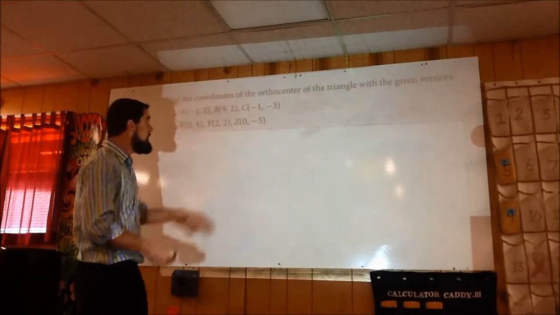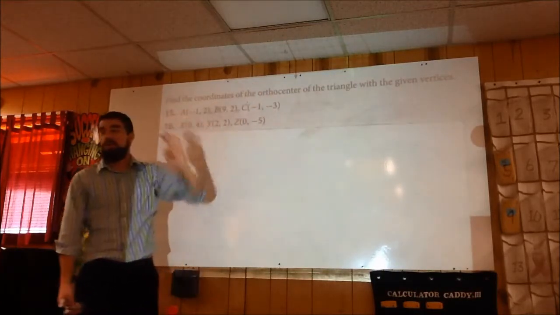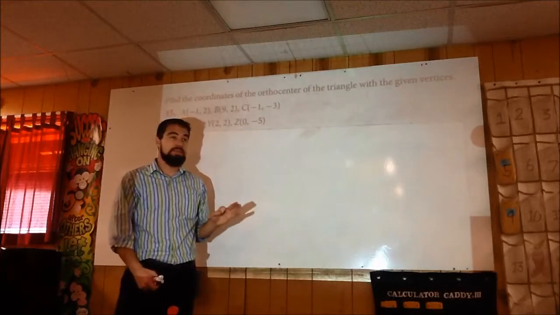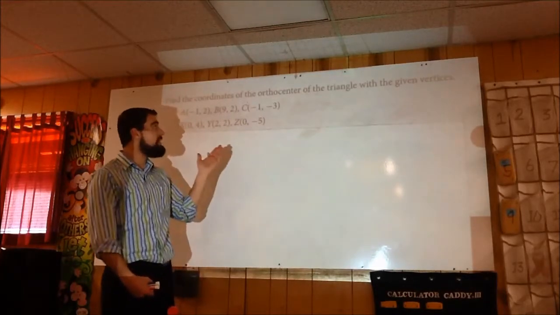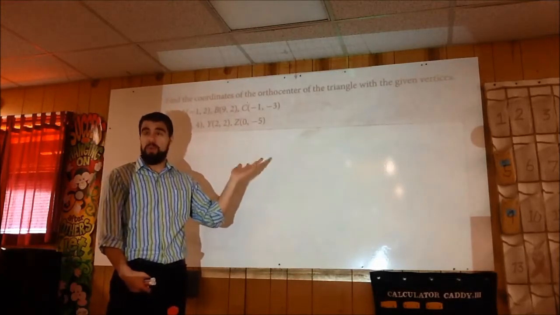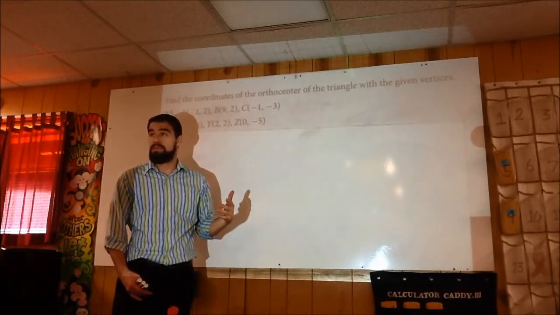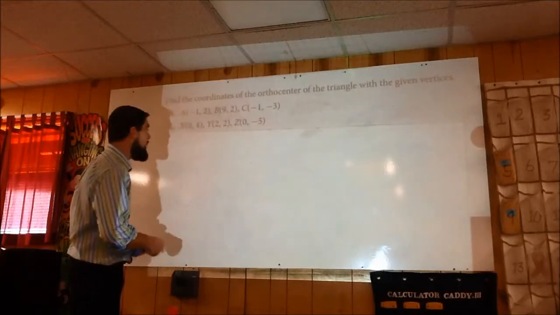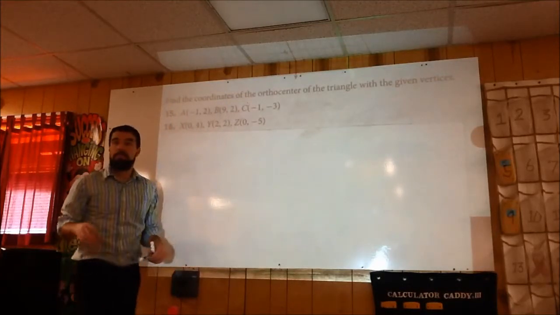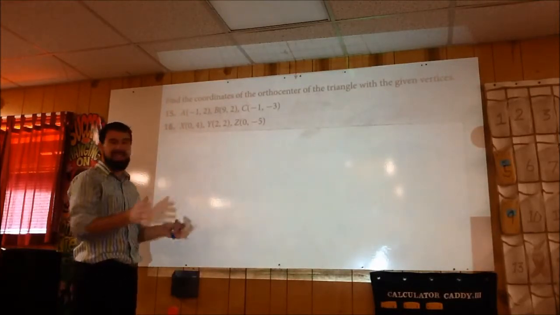So for this question, the orthocenter is formed by your three triangle altitudes. So in order to find the location, the x and y value, the coordinates of this orthocenter, you've got to know the three equations of these altitudes. So that's step one. Now, what I always do is I draw a quick sketch of what this triangle is going to look like.